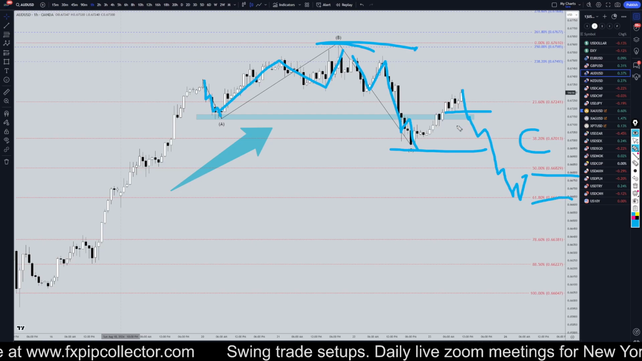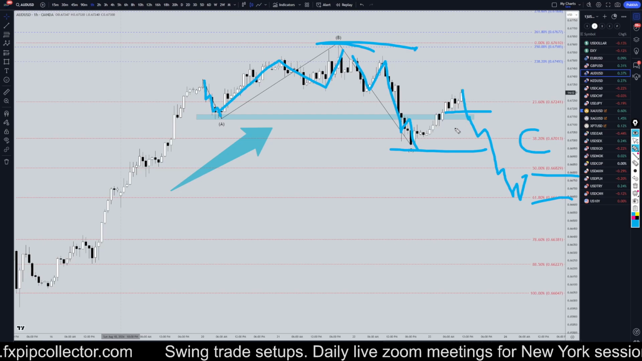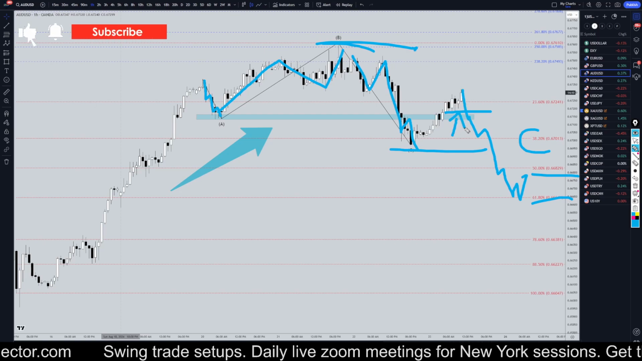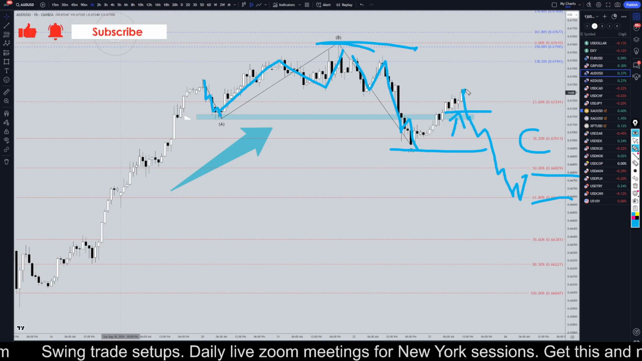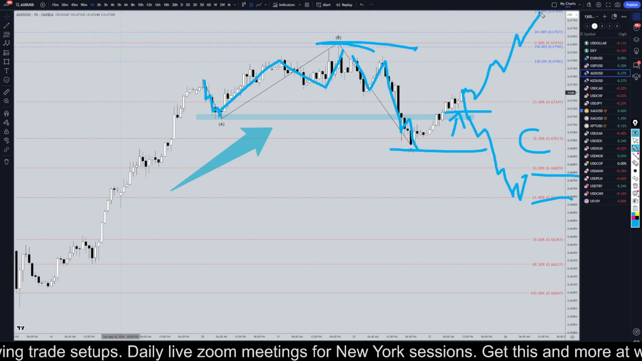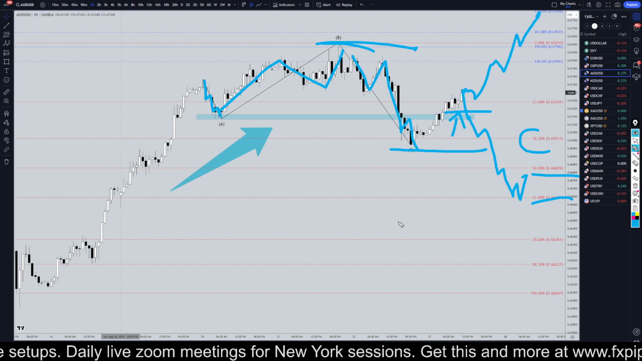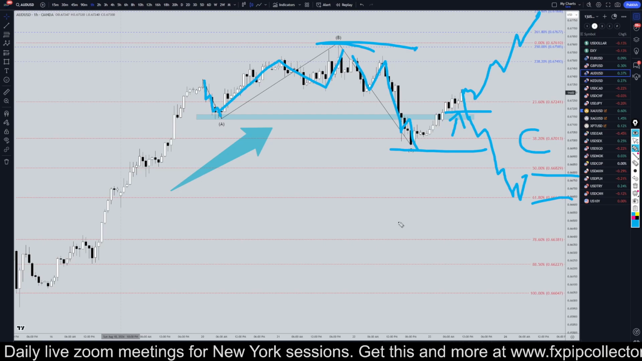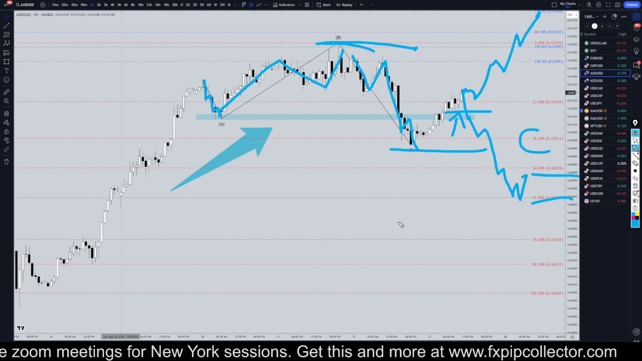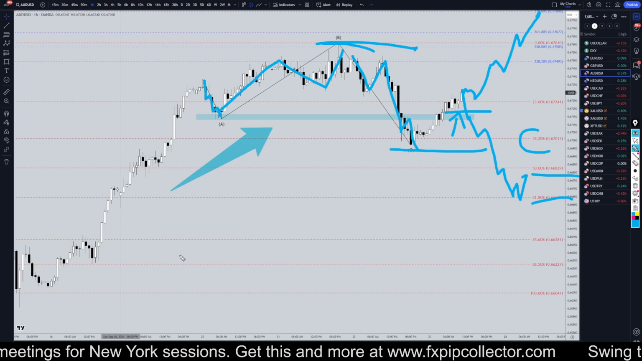But I would have to see a pretty impulsive move down, see a nice break of structure, because I think that it could just as easily continue to make higher highs, higher lows, and as long as it continues to make those series of higher highs, higher lows, I think you need to continue to trade with the trend.